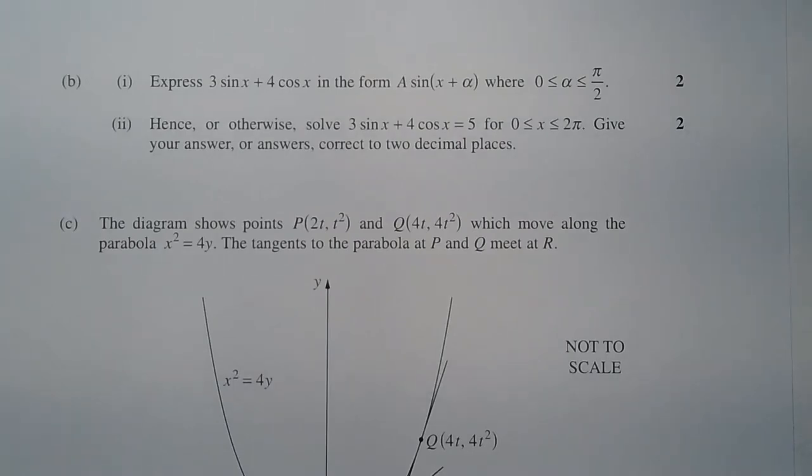Question 2b, part 1. Express 3 sine x plus 4 cos x in the form a sine(x plus alpha), where alpha is greater than or equal to 0 and less than or equal to pi over 2.